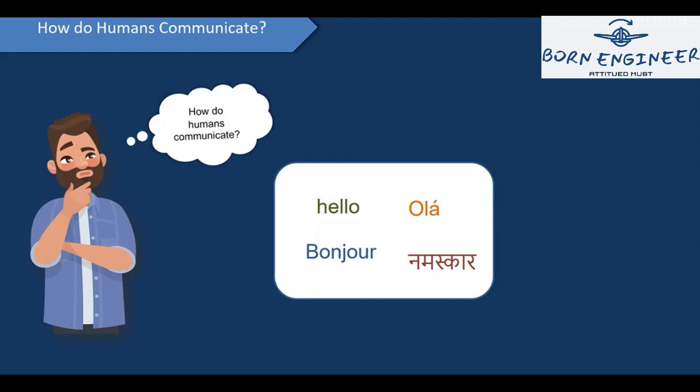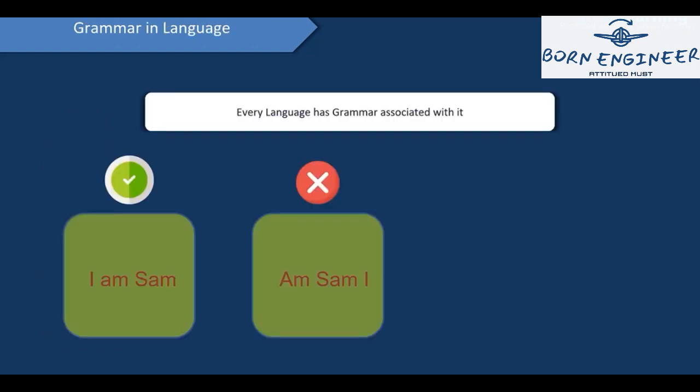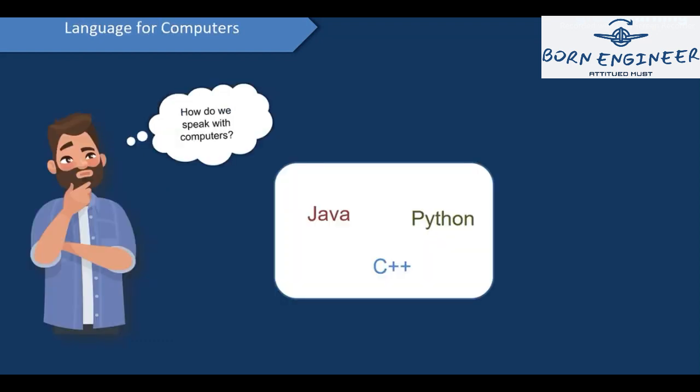Now, when it comes to language, a language needs to have a set of grammar rules associated with it. As you can see on the screen over here, if I make a statement such as "I am Sam", then it makes proper sense. But on the other hand, if I say something like "am Sam I", then it doesn't make any sense at all. So, what I'm trying to tell you guys is for two people to have a proper communication or to understand each other, they need to follow a set of grammatical rules and only then they'll be able to properly understand each other. So that is how humans communicate.